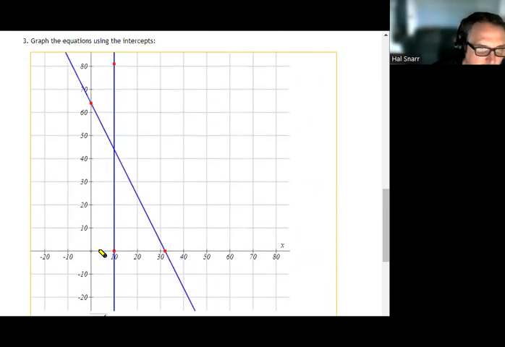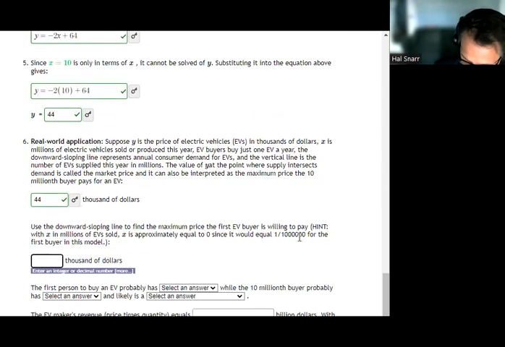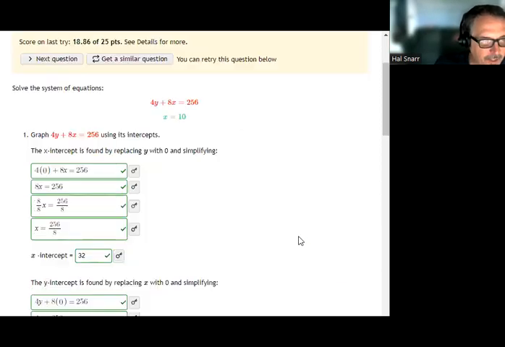When we plug 0 into our model, we find that the very first consumer in line to buy an electric vehicle, the one willing to pay the highest price, is willing to pay the Y-intercept, $64,000. And again, I had the students figure this part out.